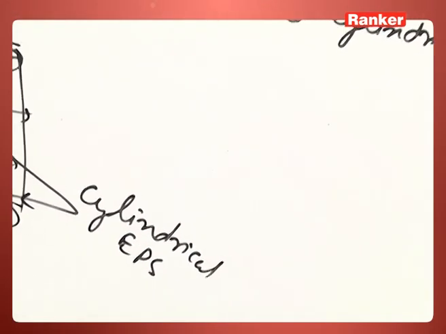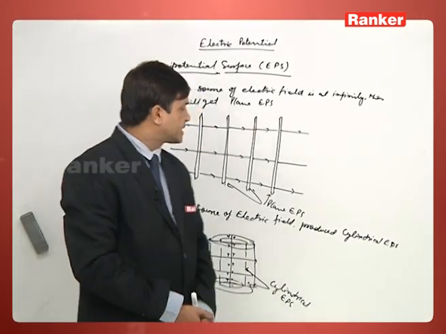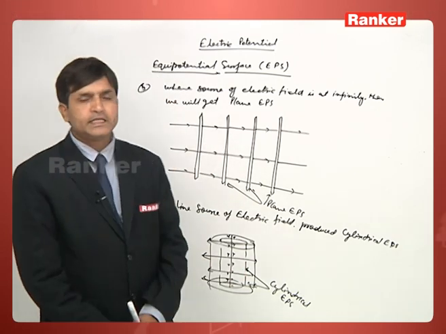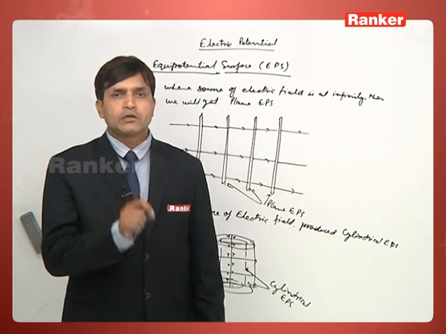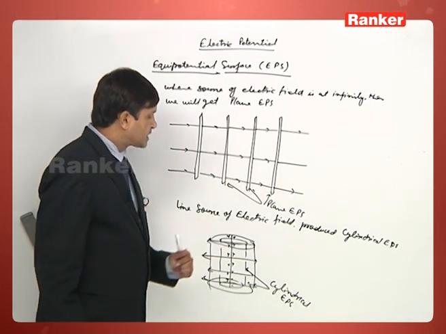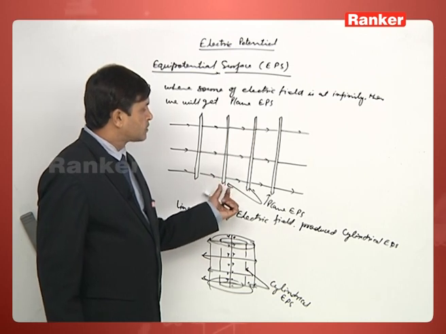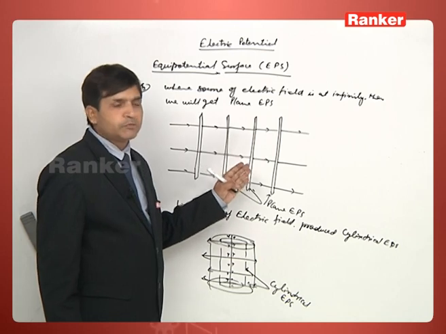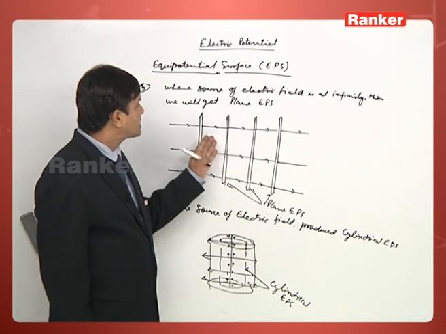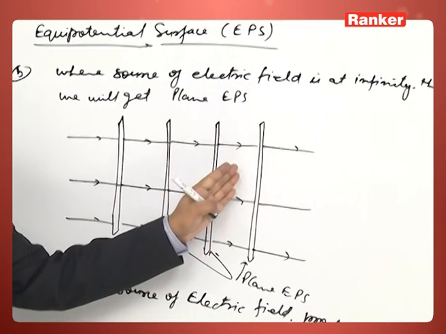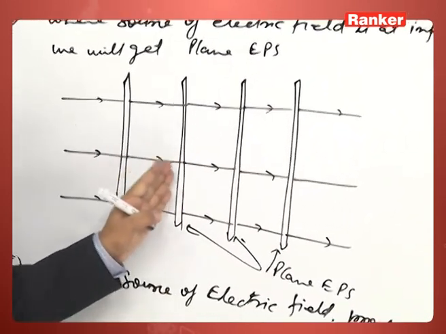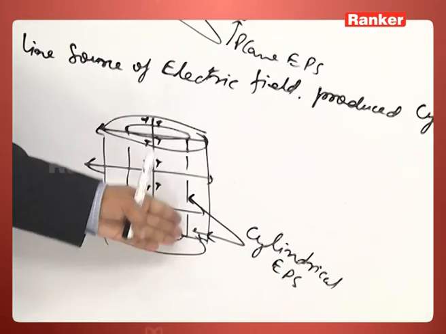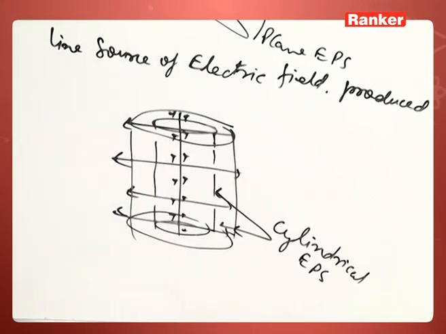So in this manner we can get our equipotential surface. As per the definition, the locus of the points which are at the same potential gives us the EPS. What we found: if the charge is a point charge, we get spherical equipotential surfaces. When the source of electric field is at infinity, we get plane EPS. And when the source of electric field is cylindrical or a line source, we get cylindrical EPS.